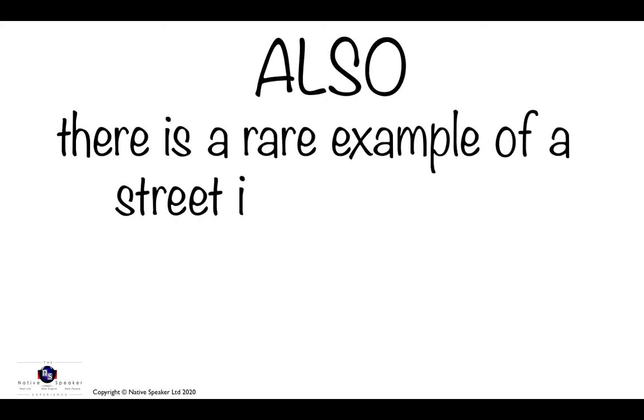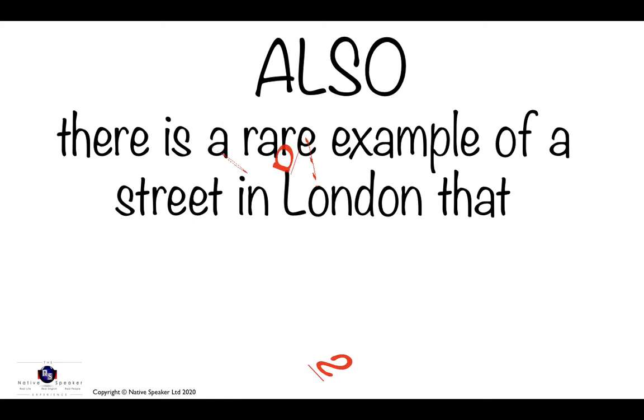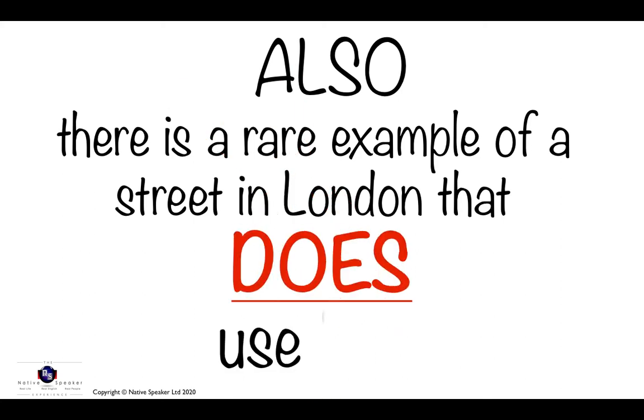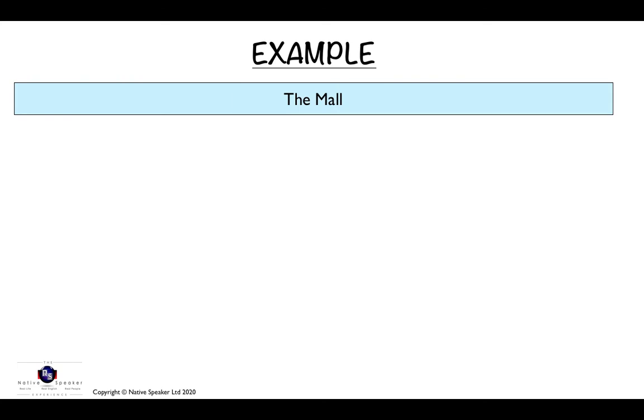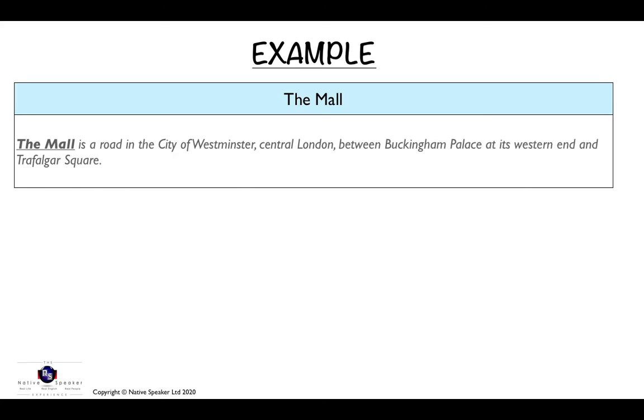Also, one other thing, there is a rare example of a street in London that does use "the". Okay, and this street is called the Mall. It's pronounced "mal", like malpractice, or like pal, not like the American shopping centre called a mall, which is the same spelling. So the Mall is a road in the city of Westminster, central London, between Buckingham Palace at its western end and Trafalgar Square. So that's a common thing.